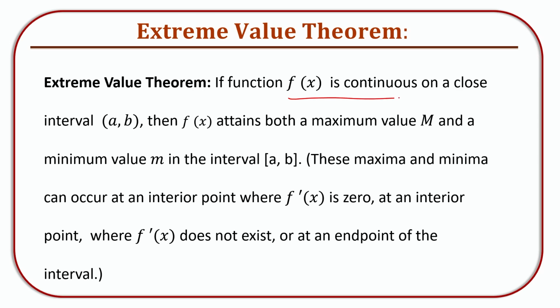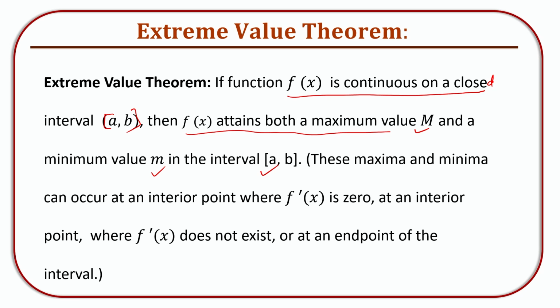If a function f(x) is continuous on a closed interval [a, b], then f attains both a maximum value capital M and a minimum value small m in the closed interval [a, b]. These maxima and minima can occur at an interior point where f dash of x is 0, at an interior point where f dash of x does not exist, or at an end point of the interval. So extreme value theorem: if a function f(x) is continuous in a closed interval [a, b], it is a typo here, then f(x) attains both a maximum value M and a minimum value m in the interval [a, b].